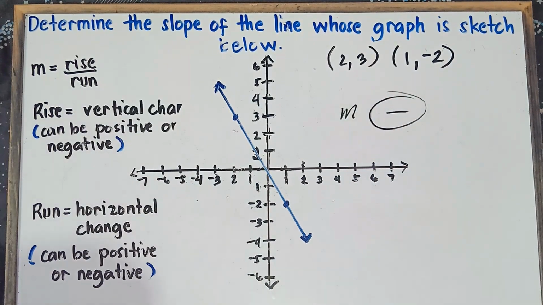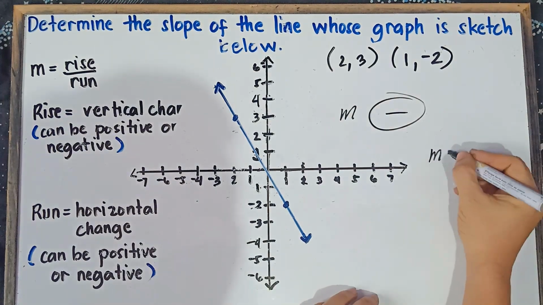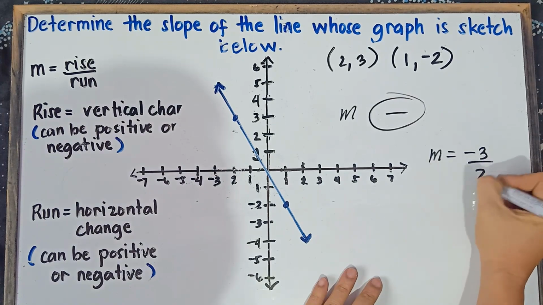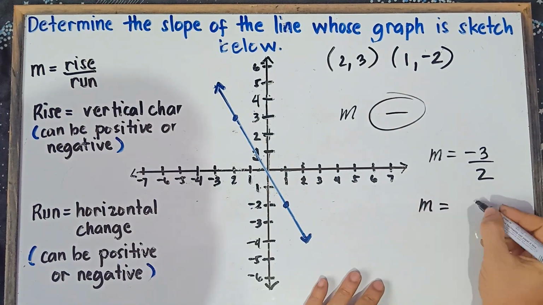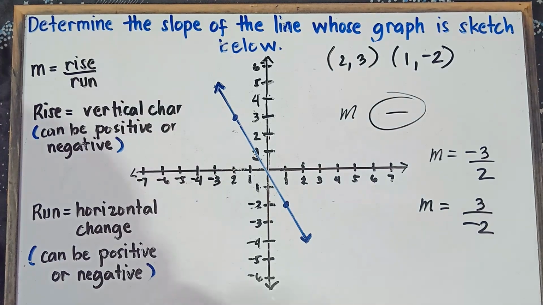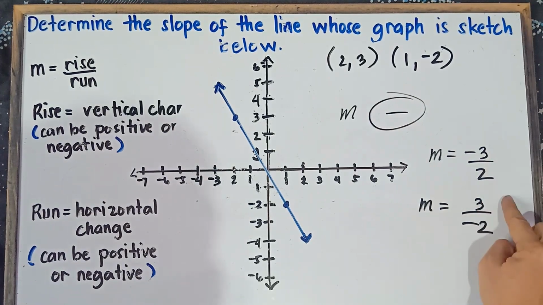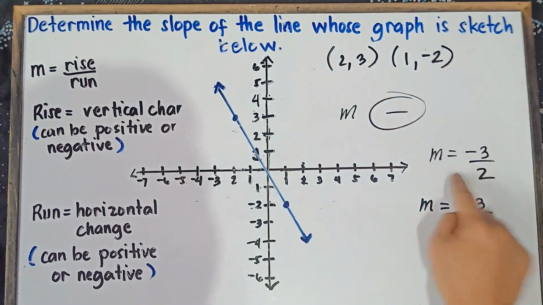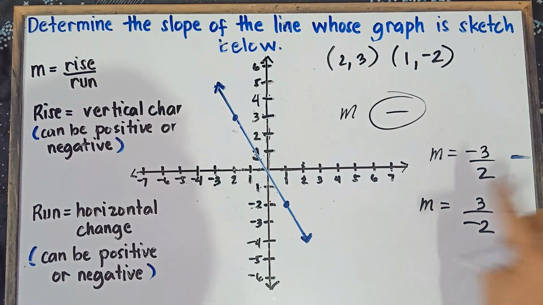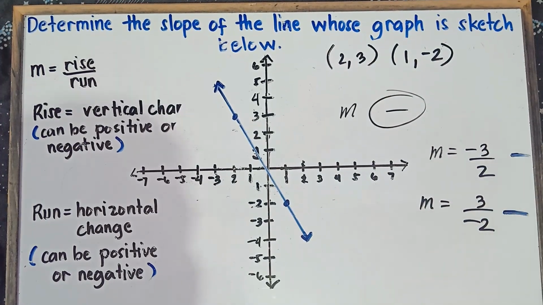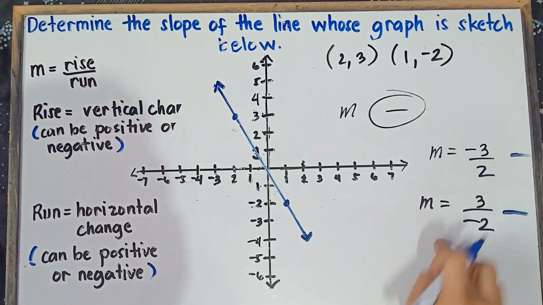Now once again, class, with regards to the slope, just an example, if the answer of the slope is negative 3 over 2, this is just the same as 3 over negative 2. Because if you divide, negative divided by positive is negative. Positive divided by negative is negative. Once again, class, this is just the same.